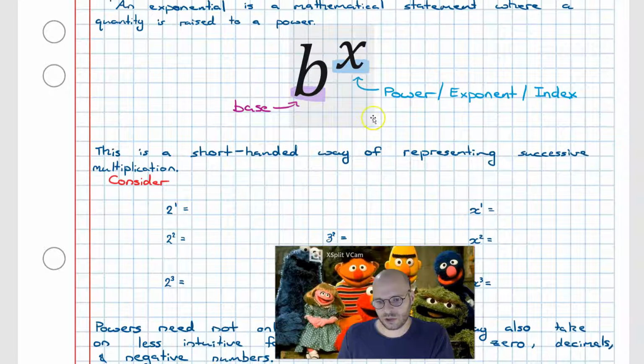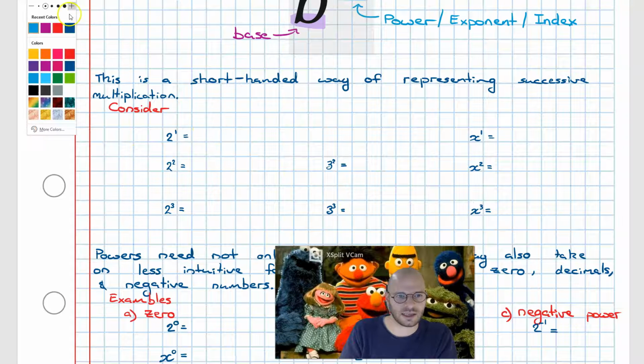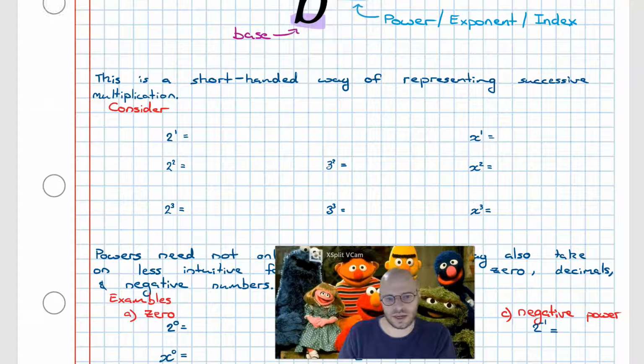Now this is simply a shorthanded way of representing successive multiplication. We've been dealing with statements like this since year 7. Now in terms of dealing with numerical quantities, we turn our attention to these quantities over here. Let's have a look at how they can be interpreted and then evaluated.